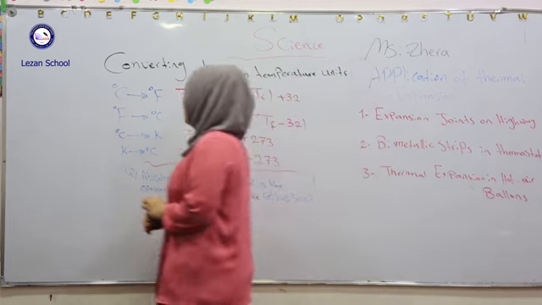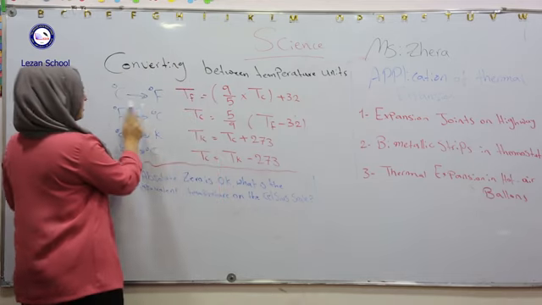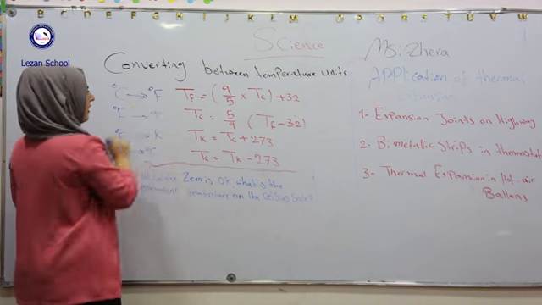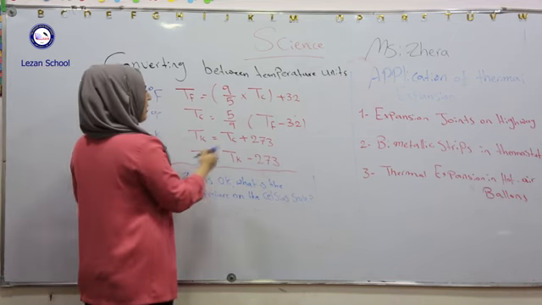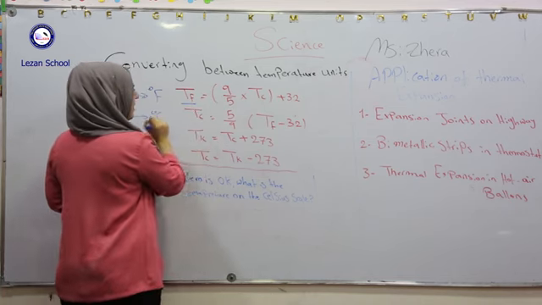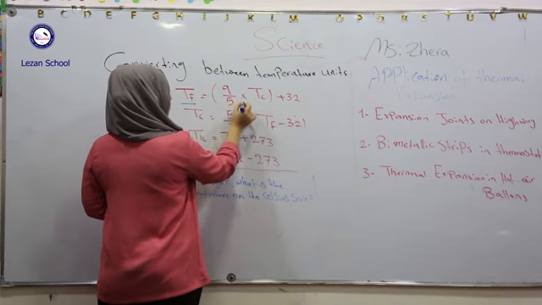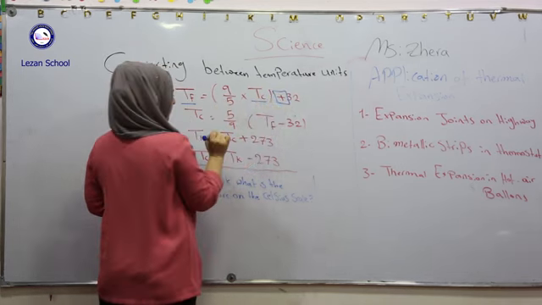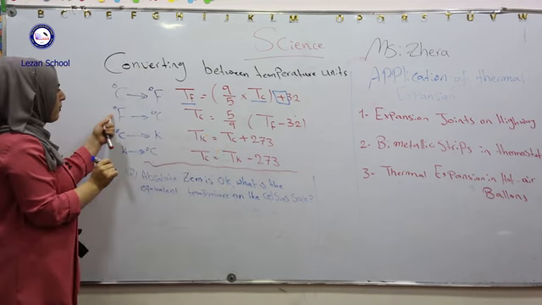Let's start with the first rule: Celsius changed to Fahrenheit. How do we change degrees Celsius to degrees Fahrenheit? First, write down temperature in Fahrenheit, TF. After that, 9/5 times temperature in Celsius, plus 32.